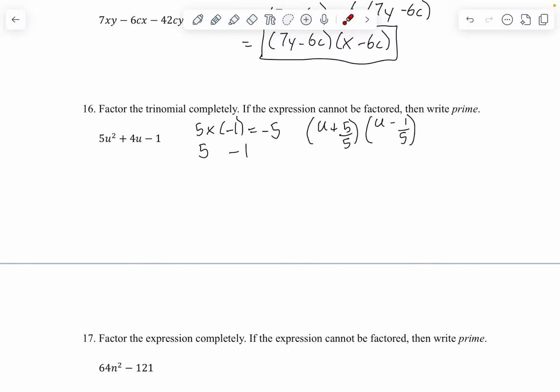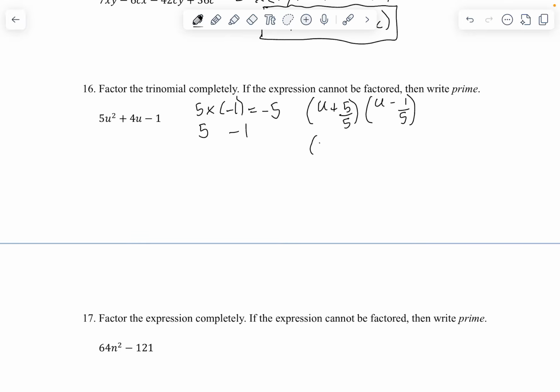So this one reduces, right? 5 over 5 is 1, so that becomes u plus 1. And then this one, 1/5 doesn't reduce, so I bring the denominator and put it in front, and I get 5u minus 1. So that would be my factored quadratic right there. Factored trinomial.